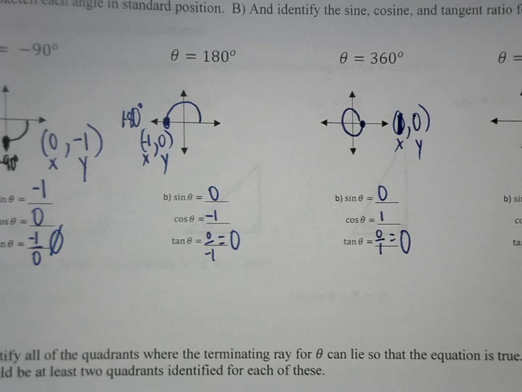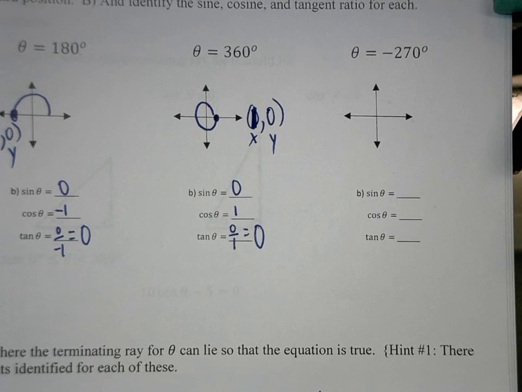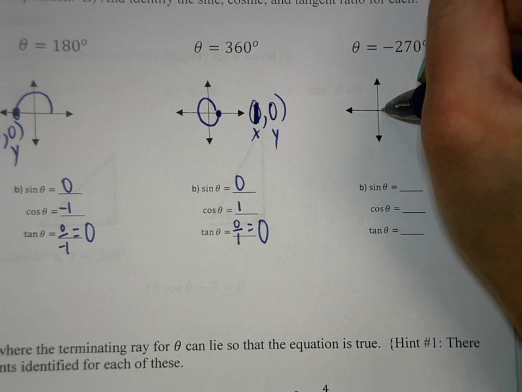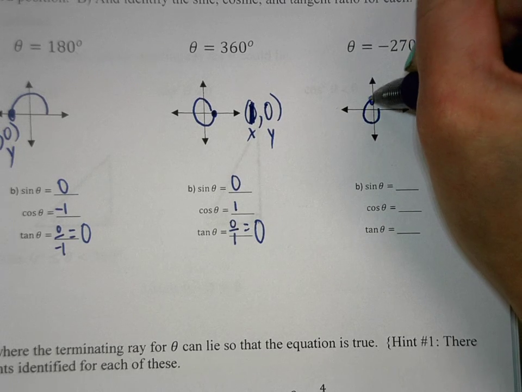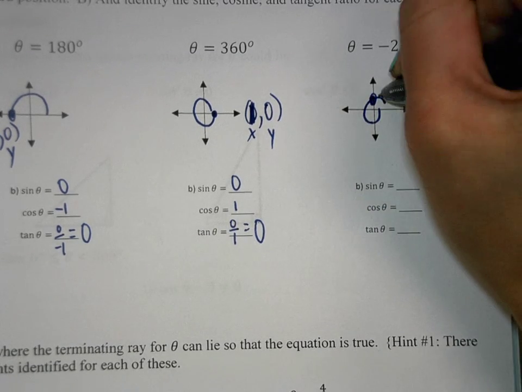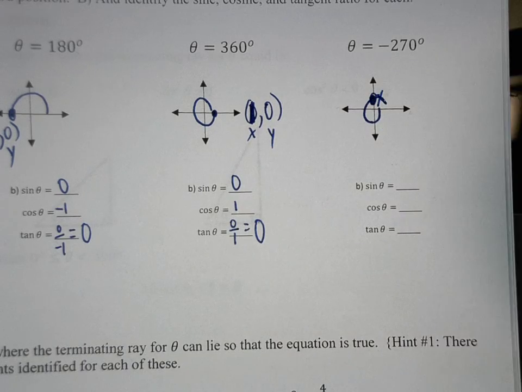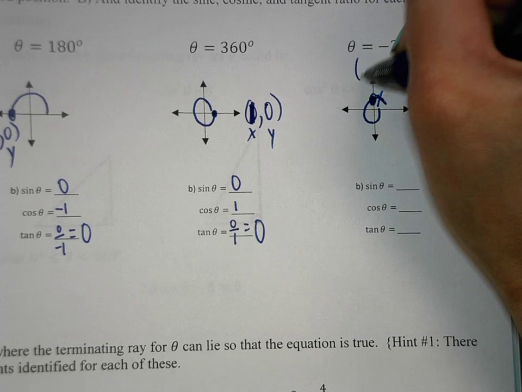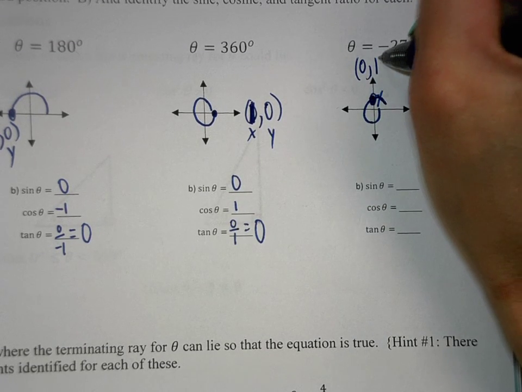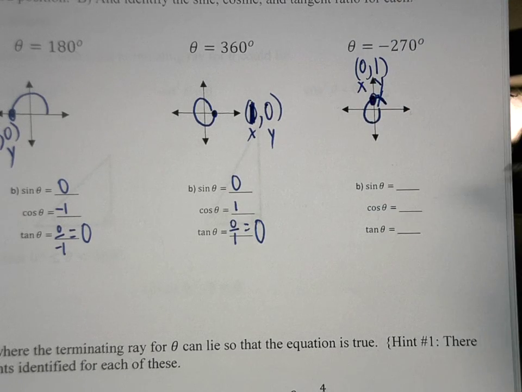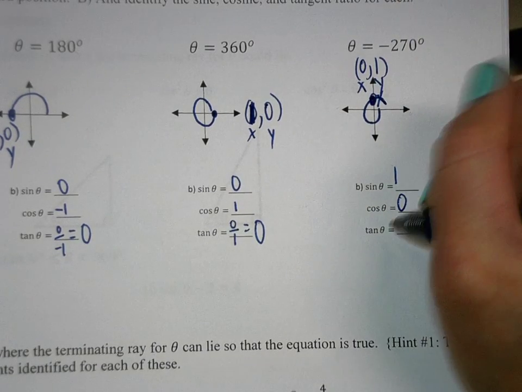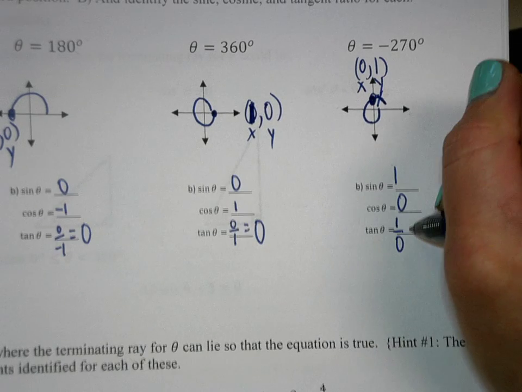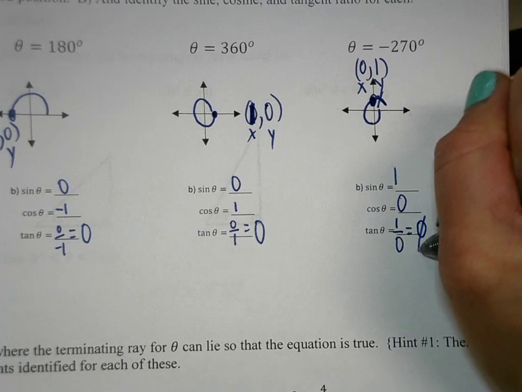Okay, the last one here, -270. We are going to go down and around, and it hits there, not past here. Okay, and what point is that at? 0, 1. That's x and y, so therefore sine is 1, cosine is 0, tangent would be 1 over 0, which is actually undefined, or no solution.